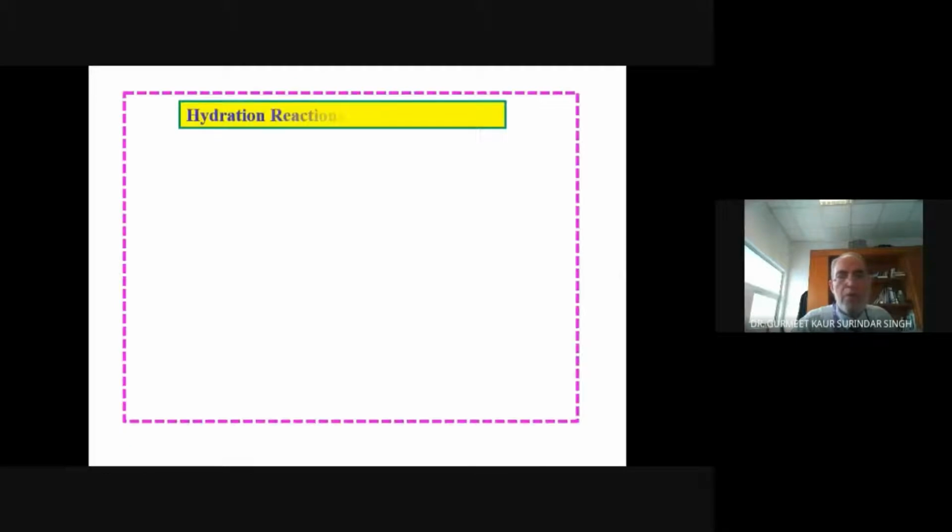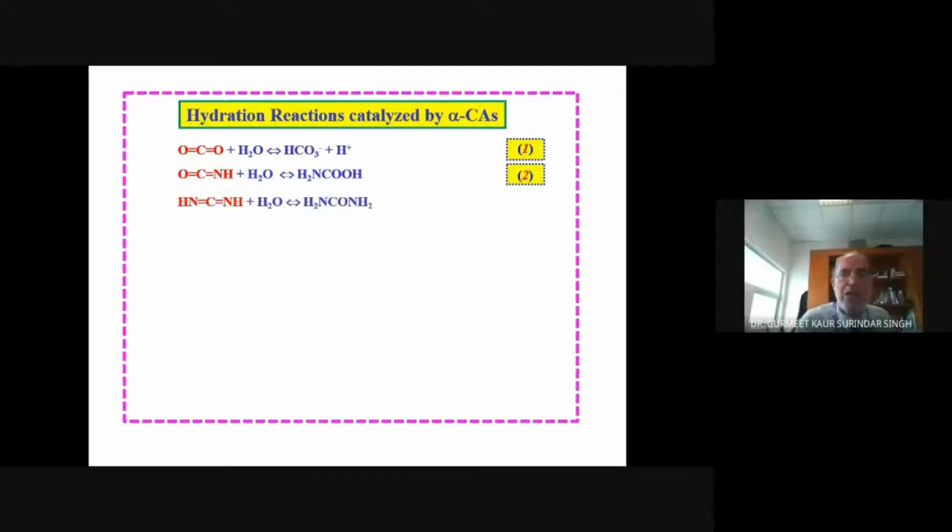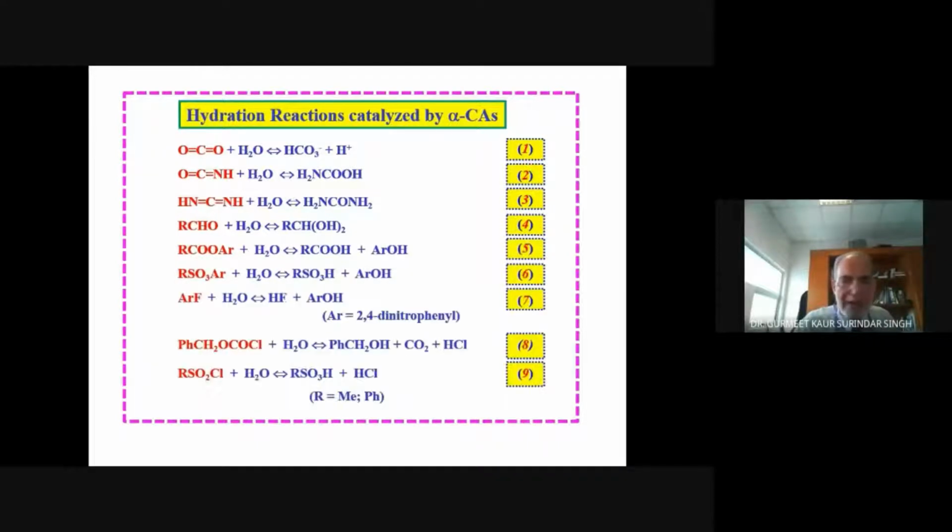So we will move to the reactions which are catalyzed by alpha carbonic anhydrase in humans. Hydration of carbon dioxide, hydration of isocyanate, hydration of diamide, hydration of aldehydes, esters, sulfonates, aryl halide or alkyl halides, phenoxyacetyl chloride, and also sulfonyl chloride. And so we can conclude that any compound which contains a similar feature or assists a reaction in the human cell or in the living cell will be affected by such inhibition.